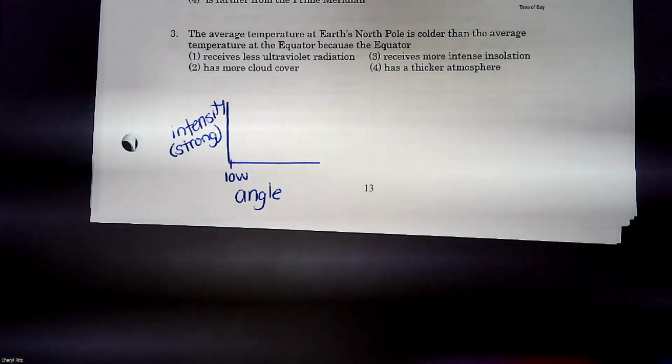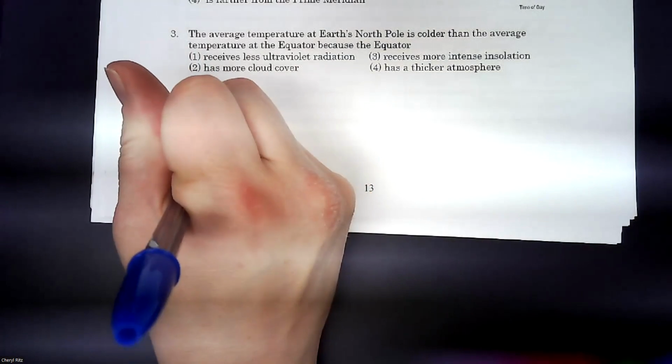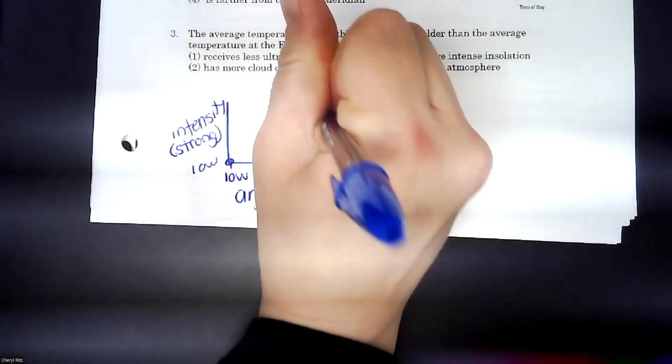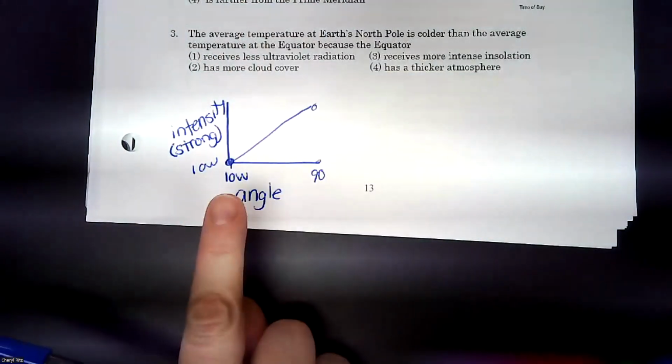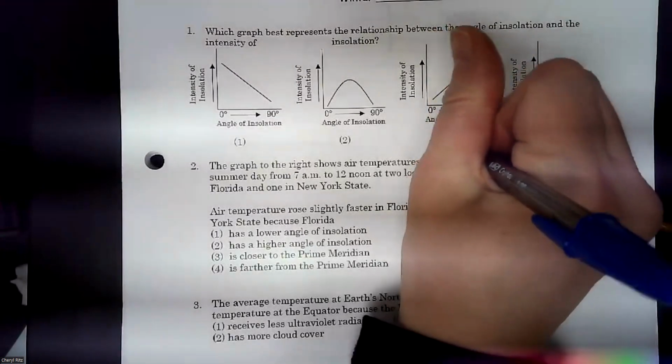So if we have a low angle, how strong is the sun? Not strong. So if we have a 90-degree angle, it is strong. Oh, okay. So you got this. Low, not strong; 90-degree, really strong. The graph should look something like that, which matches up with answer 3.